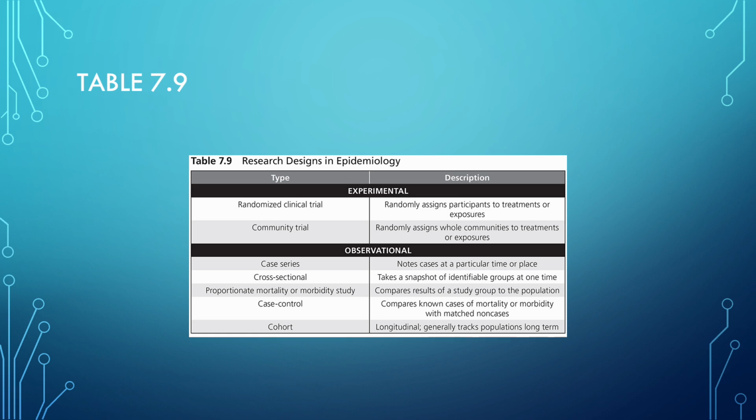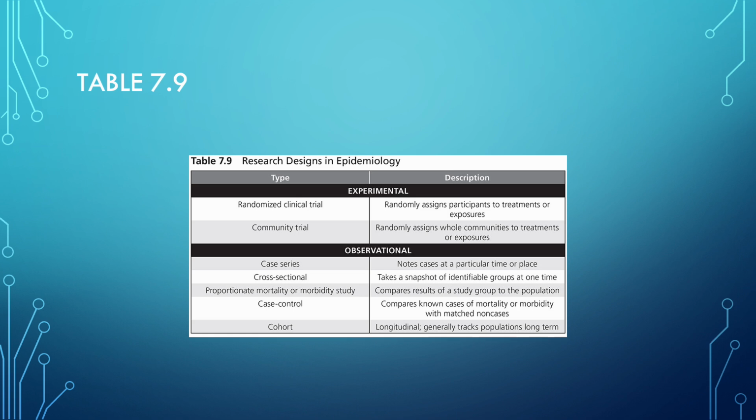We also have community trials where we randomly assign a whole community to a treatment or exposure, and then another community is our control. So if we think back to the COVID-19 pandemic, a whole community could be assigned to mask, and another community, the next town over, is assigned to not mask, or the control.